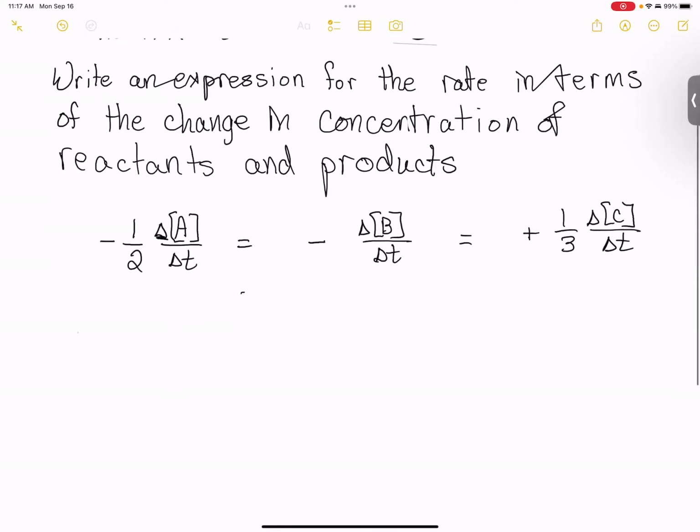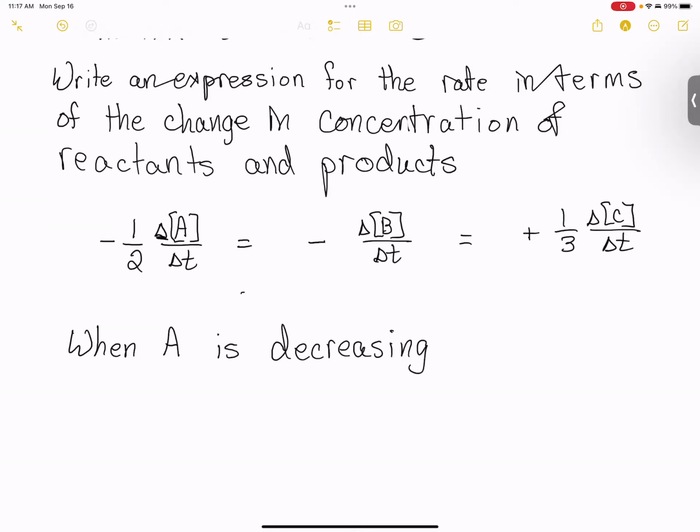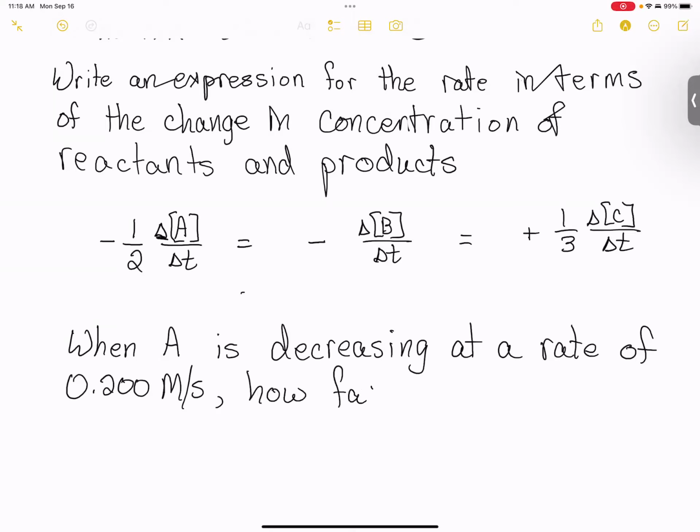Okay, so when A is decreasing at a rate of 0.200 molar per second, how fast is B decreasing and C increasing?